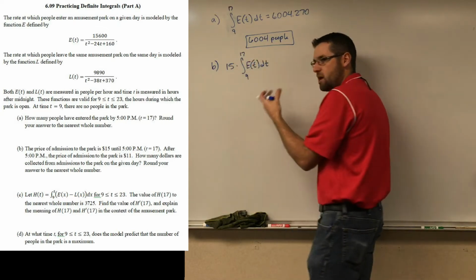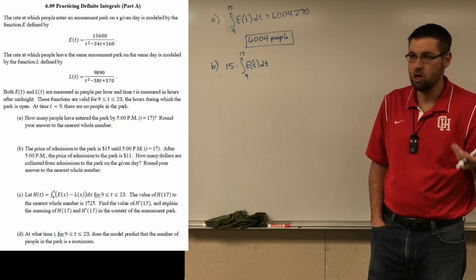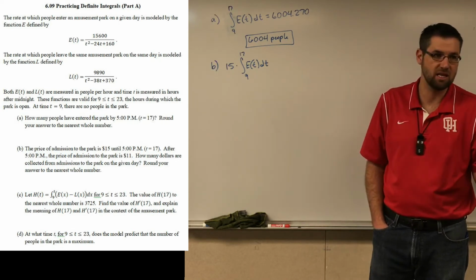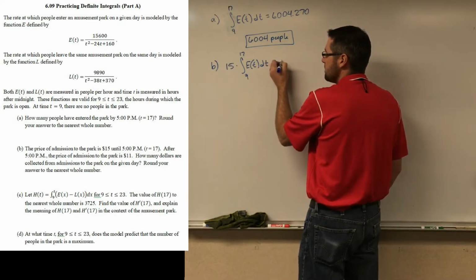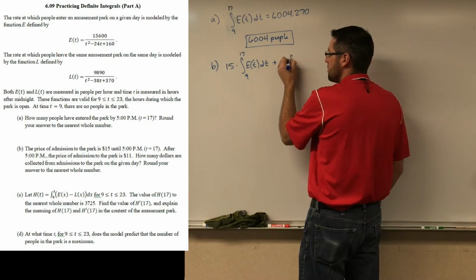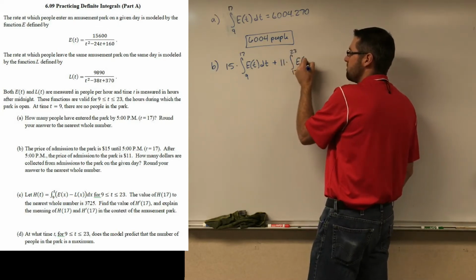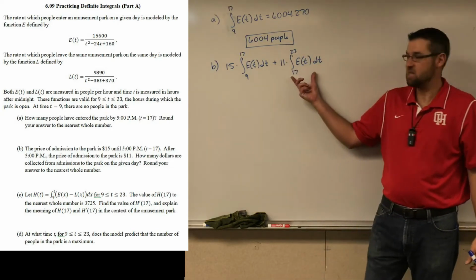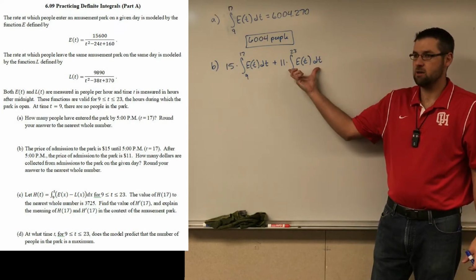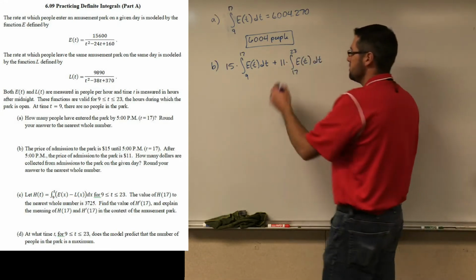Does the rate or the amount at which people exit the park have anything to do with the amount of money it's made? No. If you walk in and you stay for 5 minutes and then leave, you're still paying the same amount, right? Then what do I have to do? Plus 11 times the integral from 17 to 23, because this second part gives me what? This integral gives me the amount of people that have entered over this time, and then we have to multiply that by the cost per ticket, right? So what do we get there?